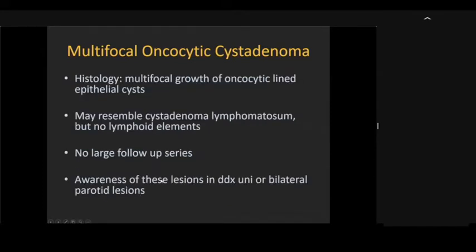On histology, these are cystic lesions filled with serous or mucinous material lined by oncocytic cells. This is in distinction to oncocytomas, which tend to be more solid lesions with layers and layers of solid oncocytic-type cells. Oncocytes are cells with characteristic histological cytoplasm of numerous mitochondria and granular features. These lesions resemble cystadenoma lymphomatosum, but distinctly they contain no lymphoid elements. There is no large follow-up series of these lesions, but they are felt to be benign.